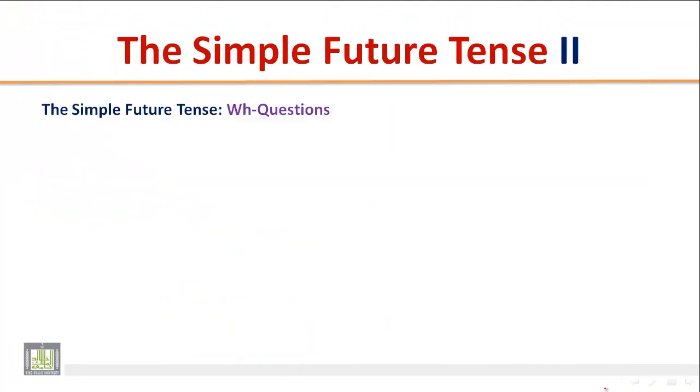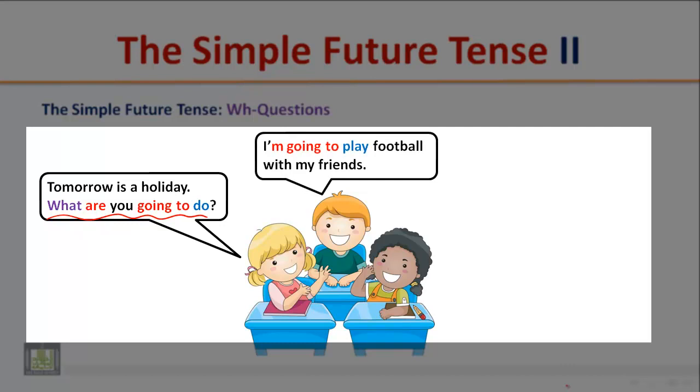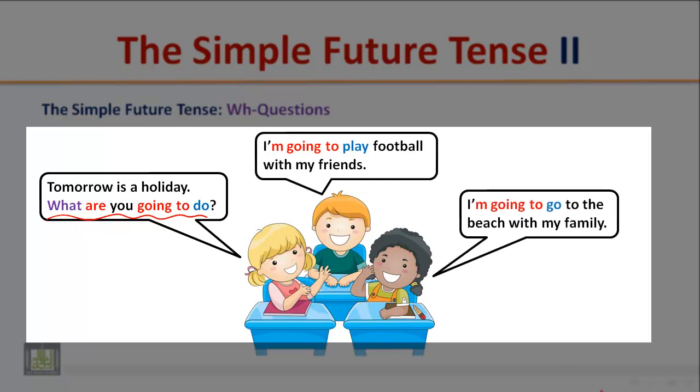The simple future tense, WH questions. Listen to the following short conversation and pay attention to the word order in WH questions. Tomorrow is a holiday. What are you going to do? I am going to play football with my friends. I'm going to go to the beach with my family.